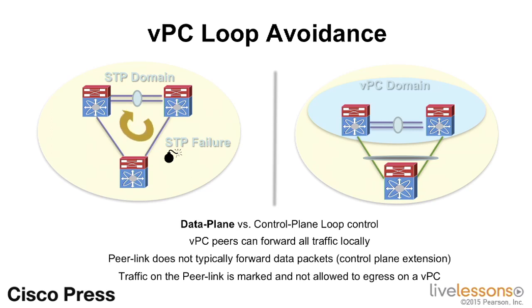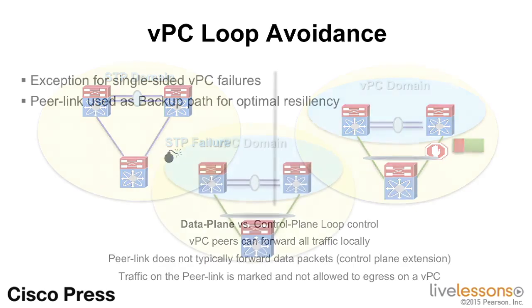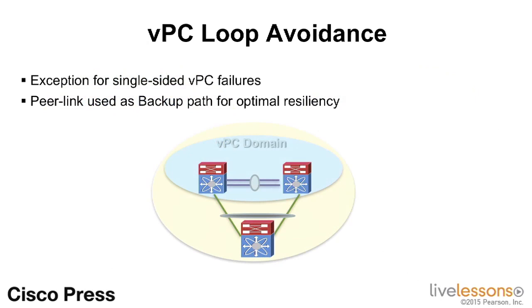So typically, as the slide illustrates here, in an STP domain, if we had a spanning tree failure, this would ultimately lead to a loop on the network. In VPC land, this situation does not exist because the data plane is actually doing the loop avoidance by marking traffic entering and exiting the switch. Now, as I mentioned earlier, the exception for this rule is for single-sided VPC failures. The peer link is used as a backup path for optimal resiliency.